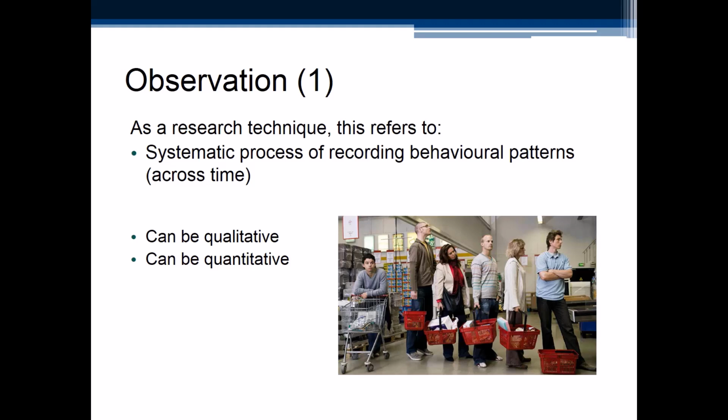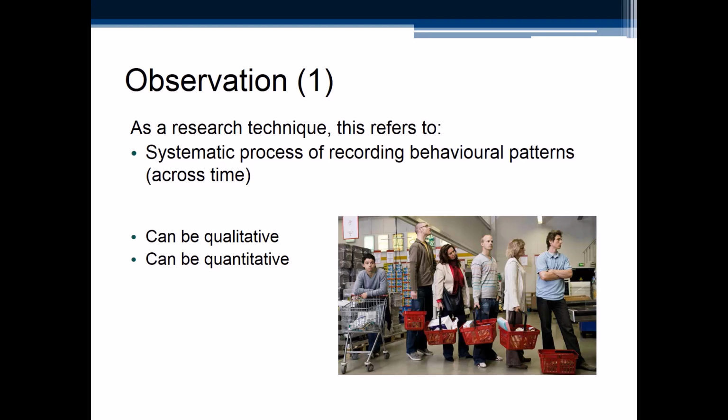So it's the systematic process of recording behavioral patterns. So we're not just interested necessarily in one-off instances of behaviors, we're interested in these patterns of behaviors. We're not interested in people's anecdotes of a behavior that occurred, we're interested in observing the sequence of behaviors that occurred and things that might have affected those. It can be both qualitative and quantitative, depending on the research question that you have and the approach that you employ.